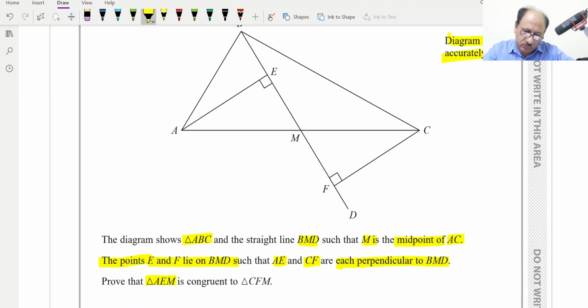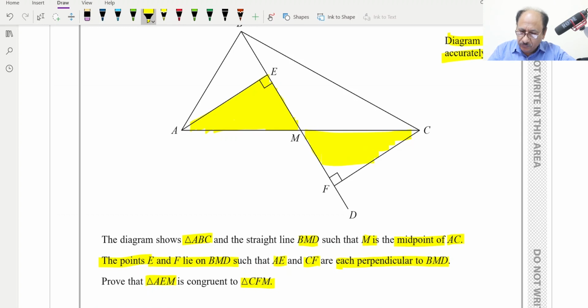AEM, which one is AEM? So AEM is this one. If I shade this for your understanding, AEM is congruent to triangle CFM. So CFM will be this triangle.